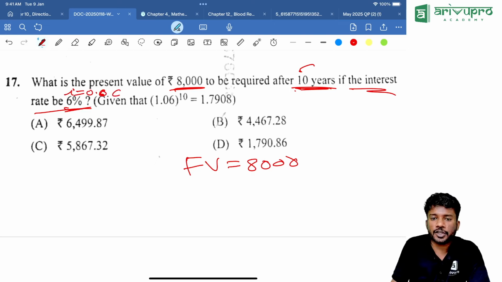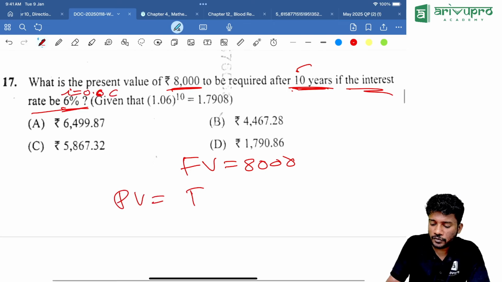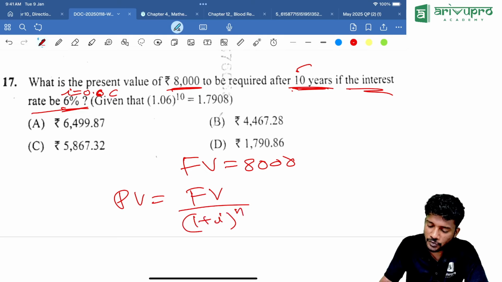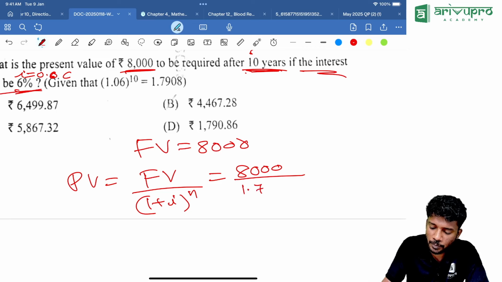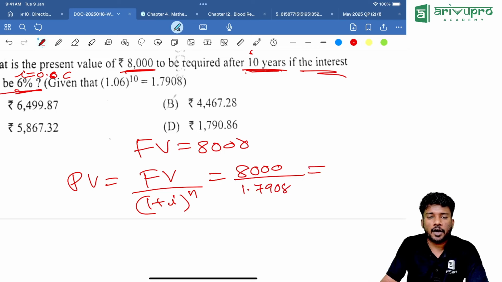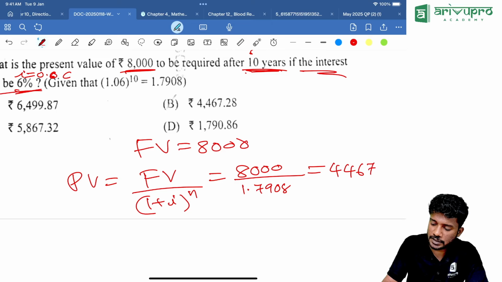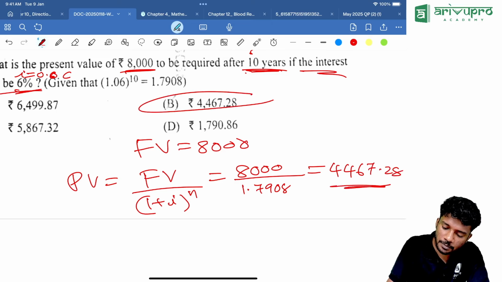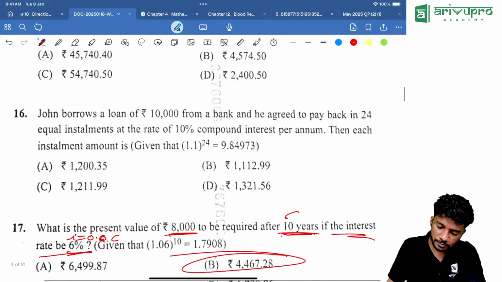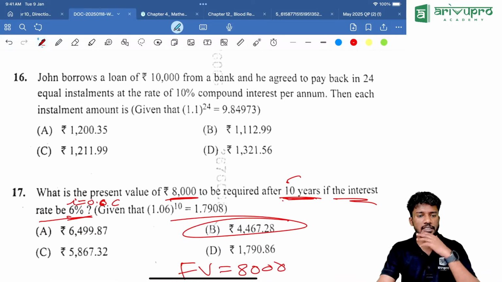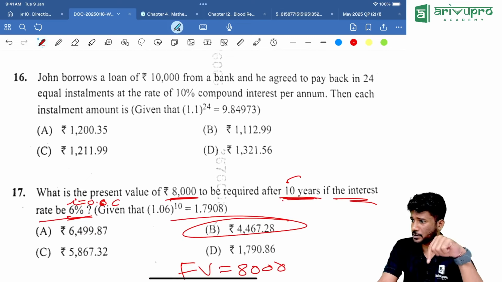What is the formula we are going to use? Present value is equal to future value divided by 1 plus I, the whole power N. So which is equal to 8,000 divided by 1.06, the whole raised to N is how much? That is 1.7908. How much is the answer? 4467.28, option B. Can we do the next question? Yes. So last time 15 questions were there. This time I think 14 questions were there from this chapter. Okay.